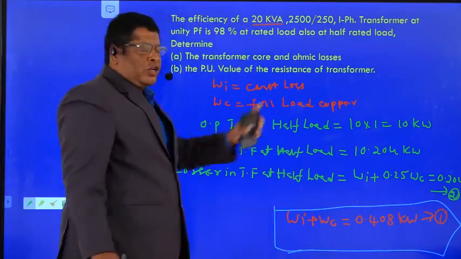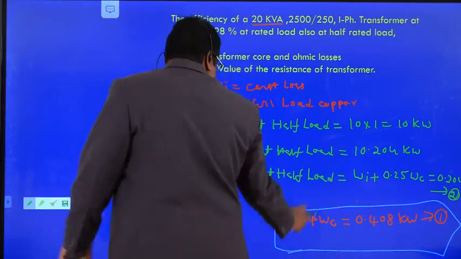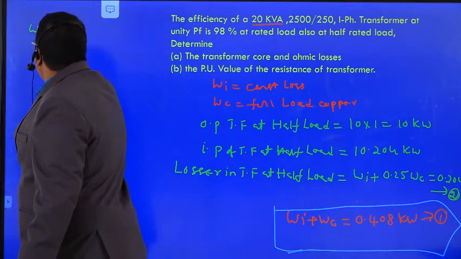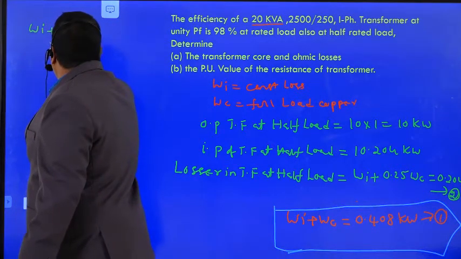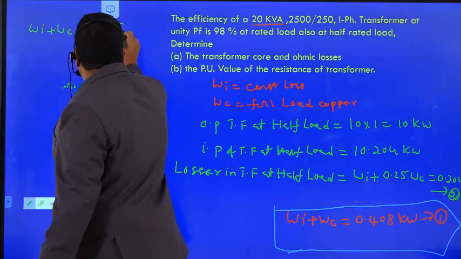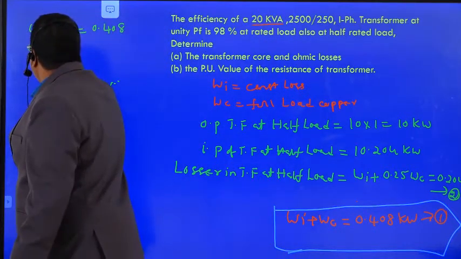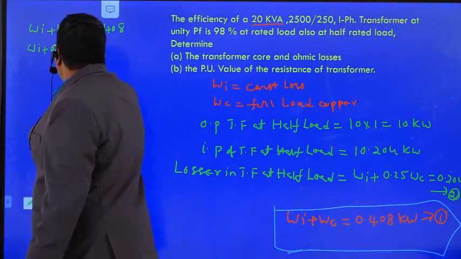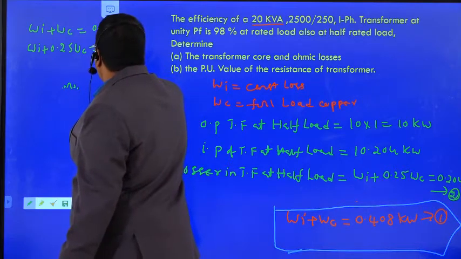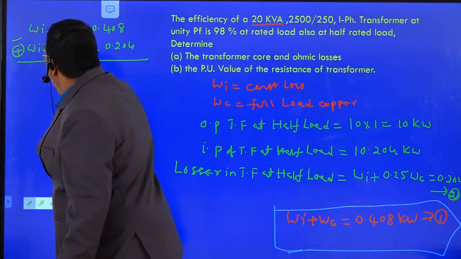Now we have to solve these two equations. When you are going to solve the two equations, first you write equation 1: Wi plus Wc equal to 0.408. Second equation: Wi plus 0.25 Wc equal to 0.204. Subtract the second equation from the first equation.